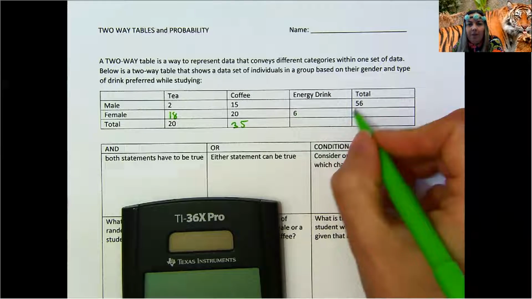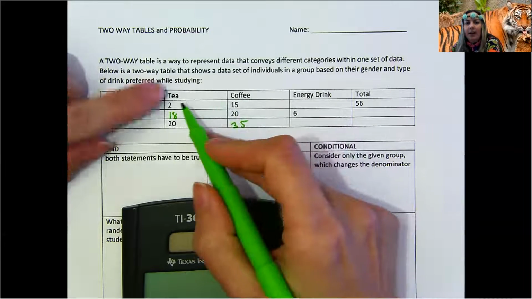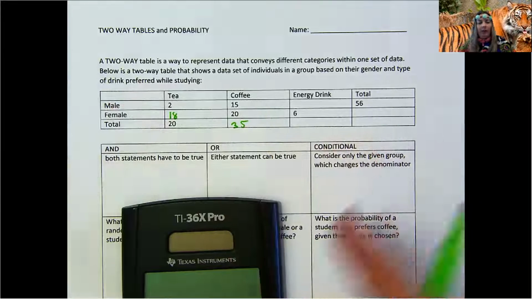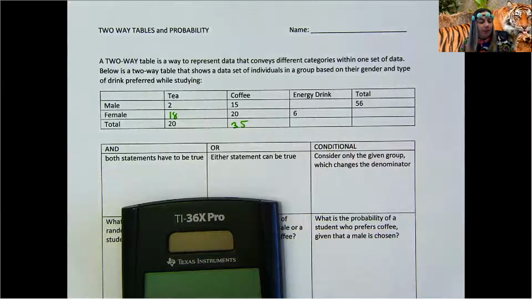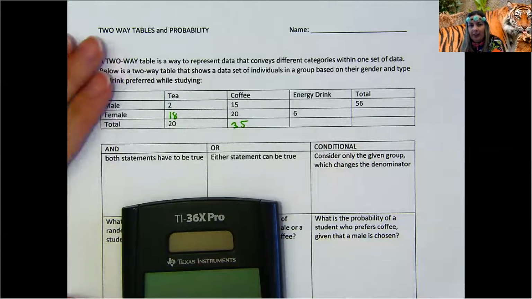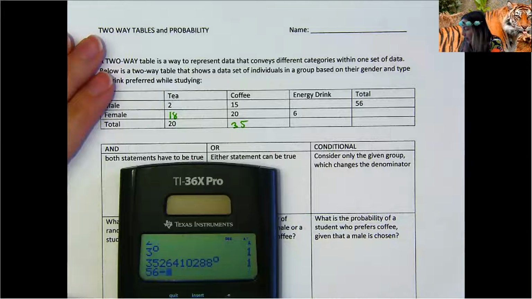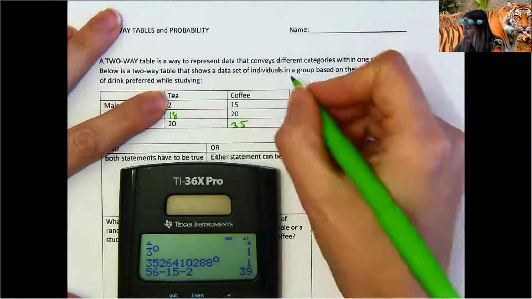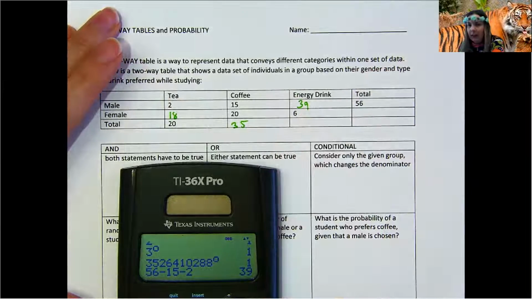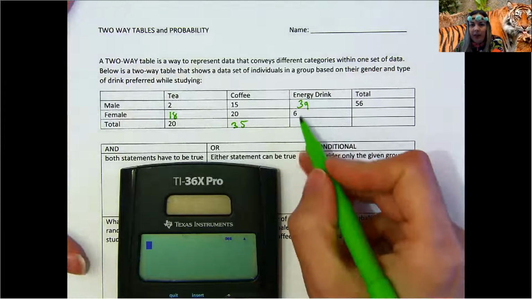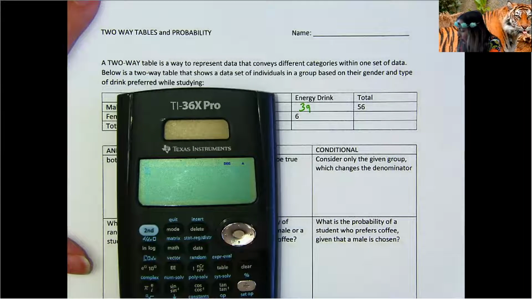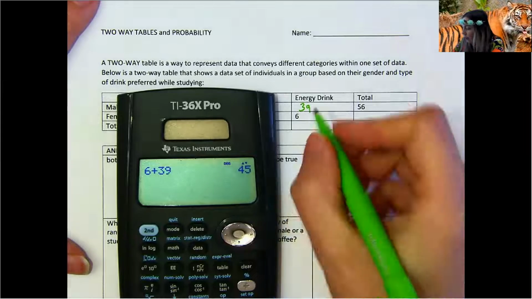Over here, we have to fill in some blanks. Let's go across the row, going across the top there. We have a total of 56. So 56 minus 15 minus 2 leaves us with 39 right there. Now I can do the energy drink total for that column. So 6 plus 39 is 45.